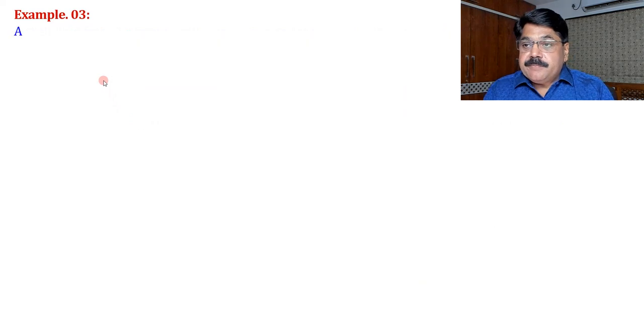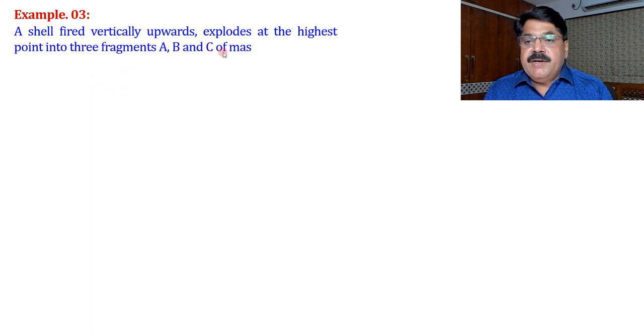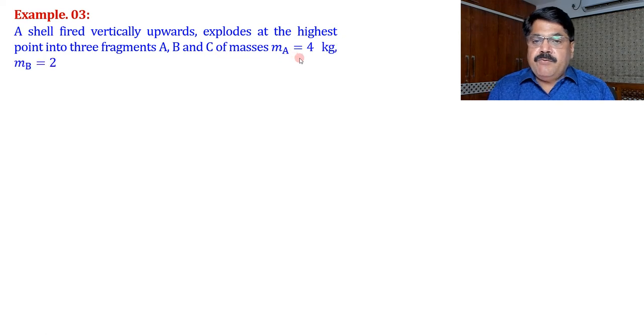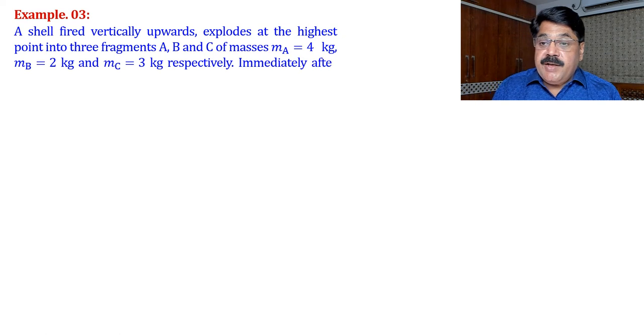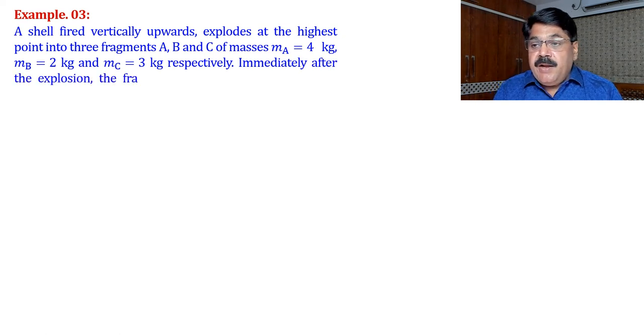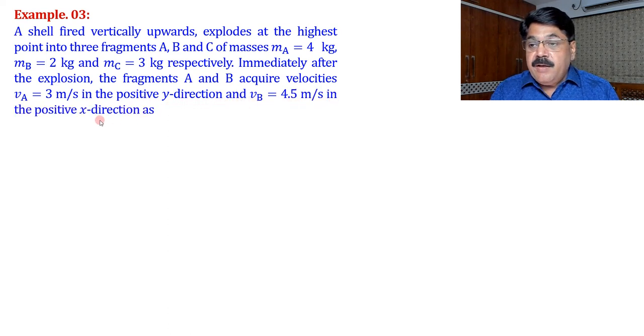Example 3. A shell fired vertically upwards explodes at the highest point into 3 fragments A, B and C of masses MA = 4 kg, MB = 2 kg and MC = 3 kg respectively. Immediately after the explosion, the fragments A and B acquire velocities VA = 3 meter per second in the positive y direction and VB = 4.5 meter per second in the positive x direction, as shown here in this diagram.